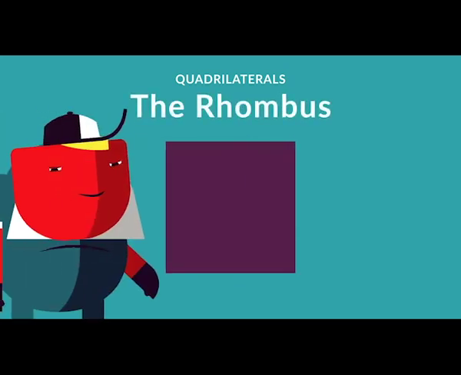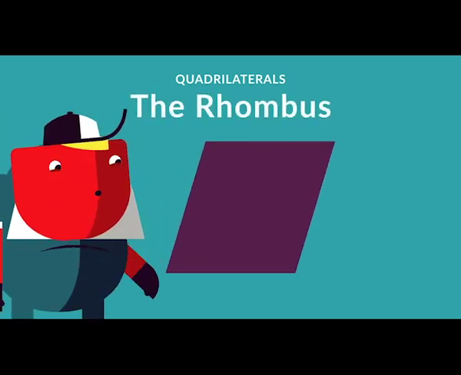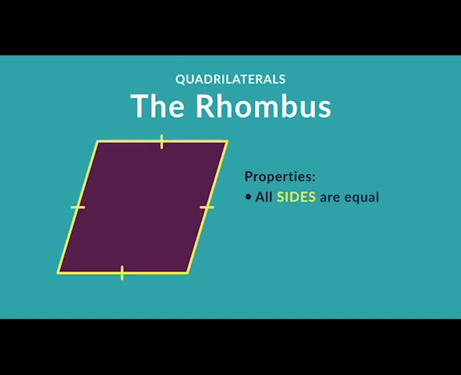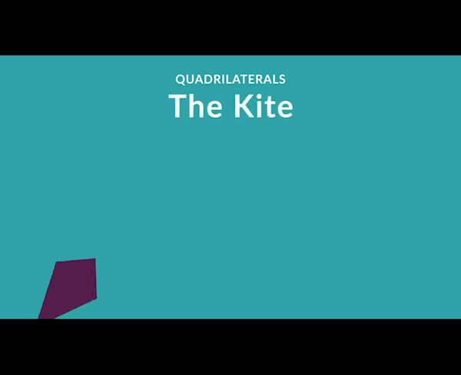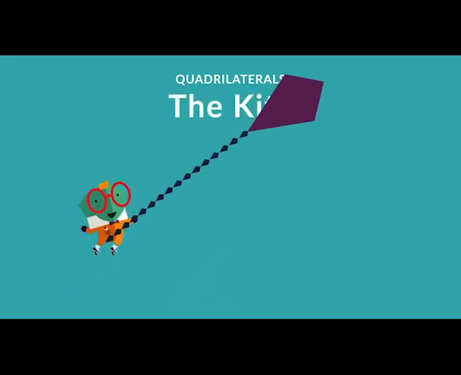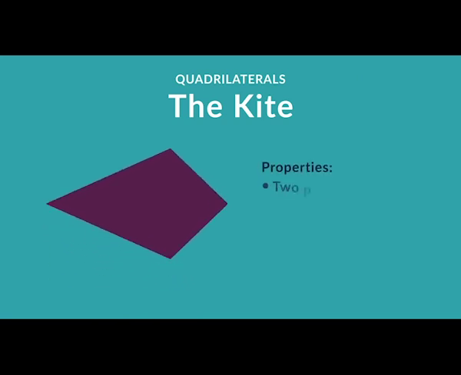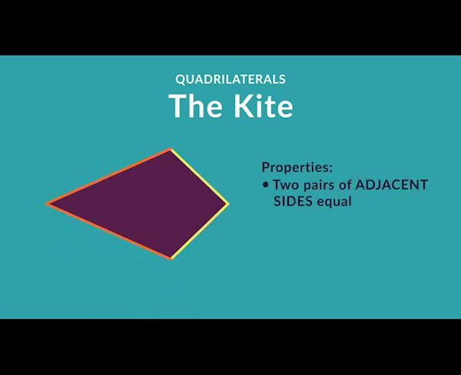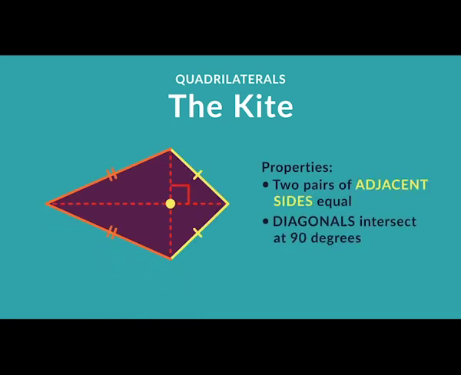A rhombus is like a square that has been pushed over from one side. All of its sides are equal, but its interior angles are not equal to 90 degrees. A kite is a quadrilateral you will have seen in real life. It has two pairs of adjacent sides that are equal and diagonals that intersect at 90 degrees.